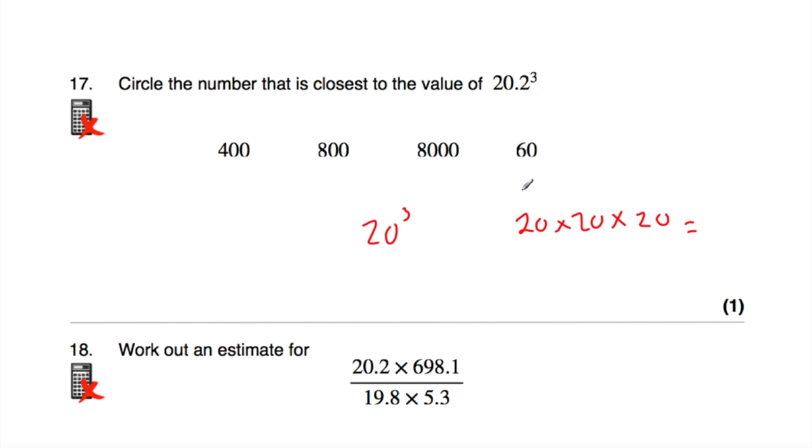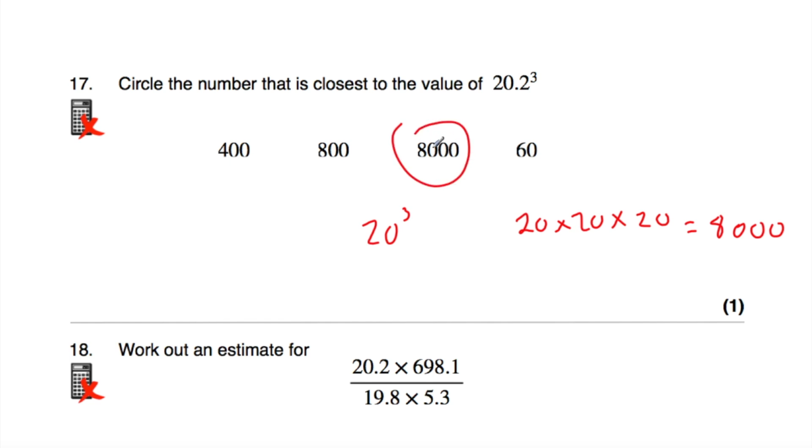Or another way to do it is 2 times 2 times 2 is equal to 8, and then add on the 3 zeros, so 8,000. So my estimate to this calculation is 8,000. And actually, if we consider it, it was 20.2 and we rounded it down. So that means that 8,000 will be an underestimate. So that means that in terms of our options, 8,000 will definitely be the closest one.